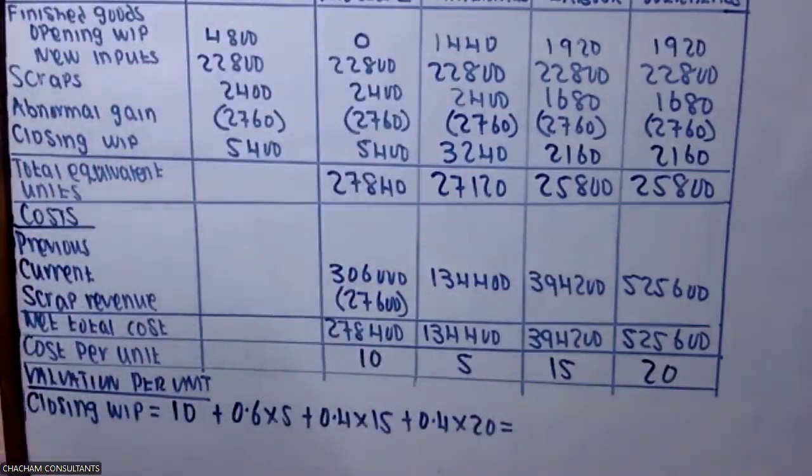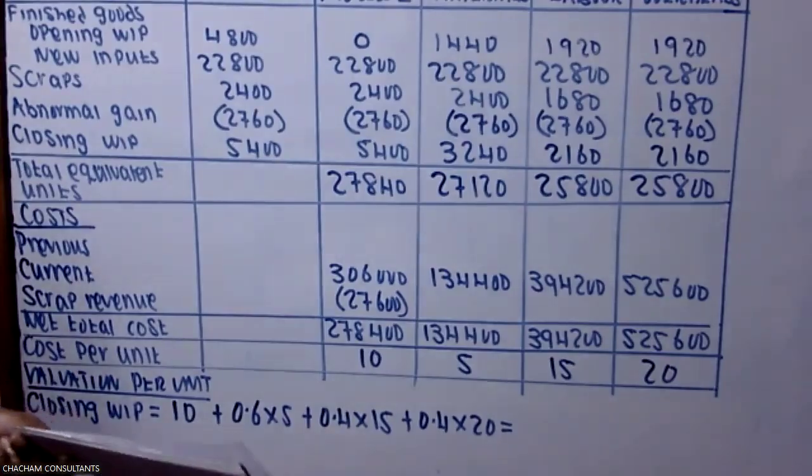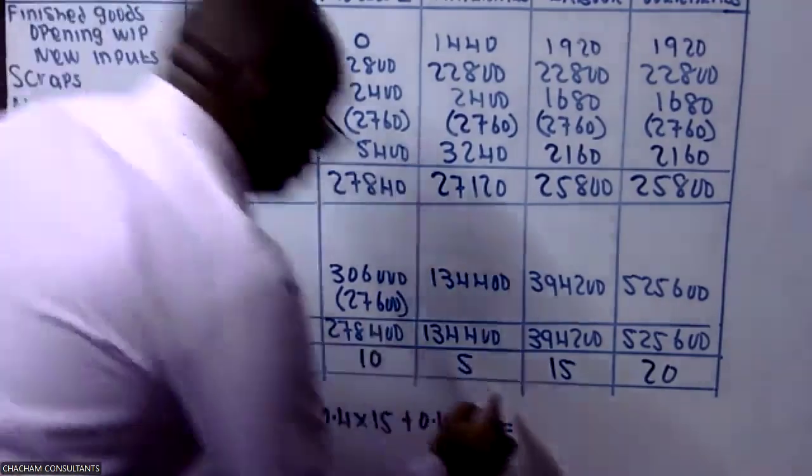So let's work out that. It will be 10 plus 0.6 times 5 plus 0.4 times 15 plus 0.4 times 20. Tell me, what are you getting? 27.